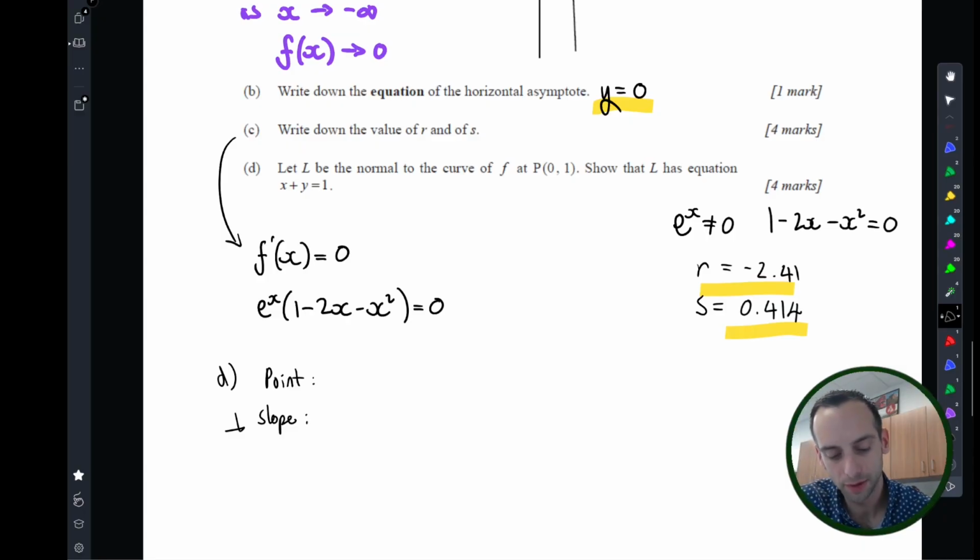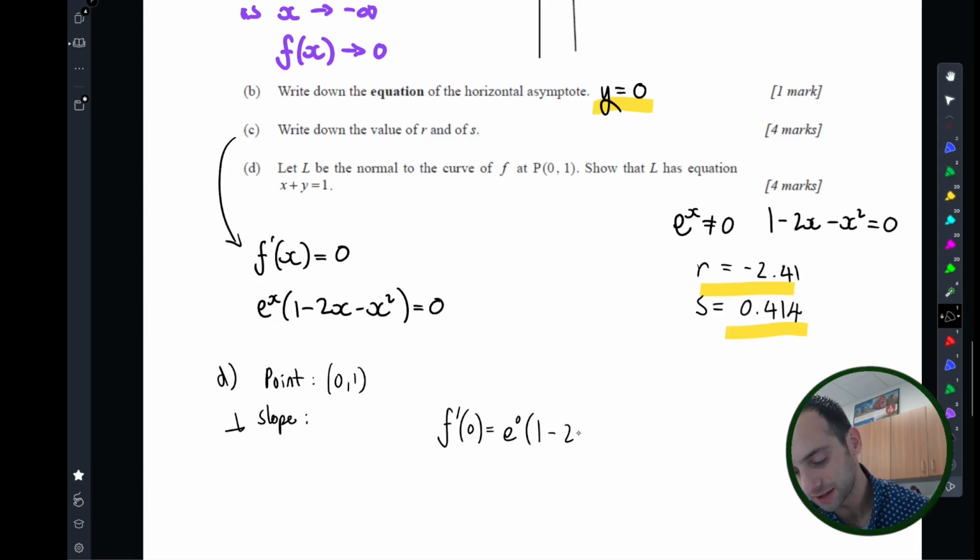Okay? Well, the point is very straightforward. We were given that. We know the point of tangency is (0, 1). The perpendicular slope will come from f prime of 0 and then the opposite reciprocal of that. Okay? So we have our derivative. It's just a case of substituting in 0 for x. We know that anything to the power 0 should be 1. So this is essentially 1 times 1, which gives us 1. Okay? This is the slope of that tangent line.